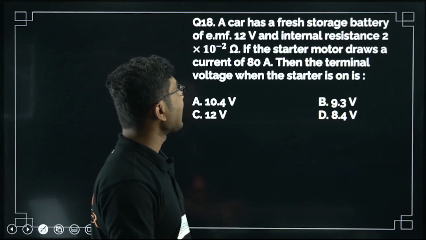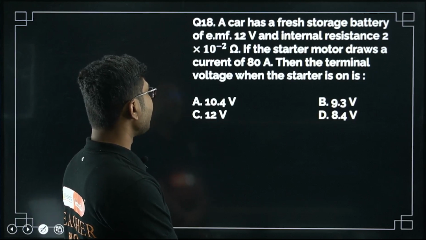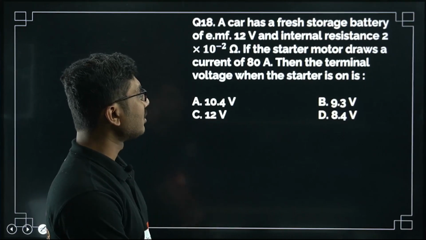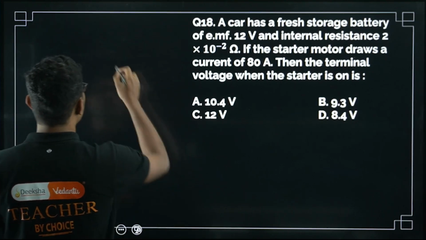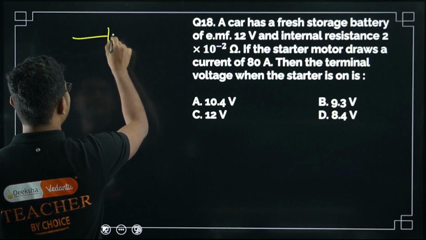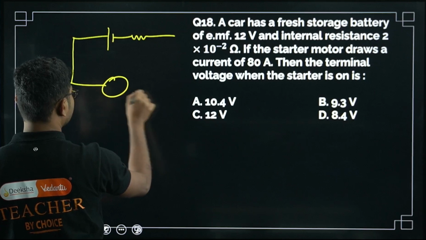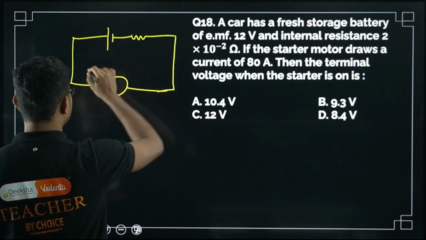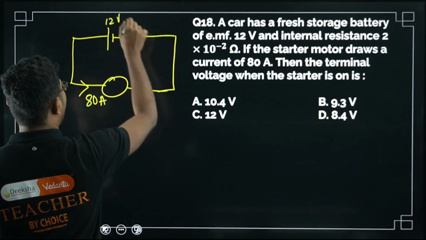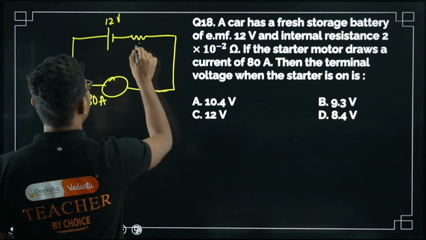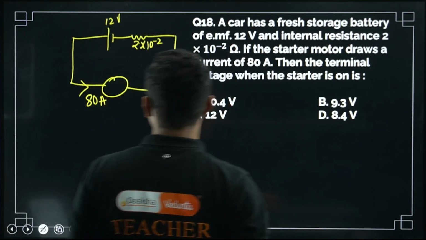Question number 18. A car has a fresh storage battery of EMF 12 volt and internal resistance 2 times 10 to the power of minus 2 ohm. If the starter motor draws a current of 80 ampere, then what is the terminal voltage when the starter is on? So we have a battery, some internal resistance, and there is a starter motor which is working on this configuration. It is drawing a current of 80 ampere. This is 12 volt and this is 2 times 10 to the power of minus 2. So 80 ampere current is flowing.